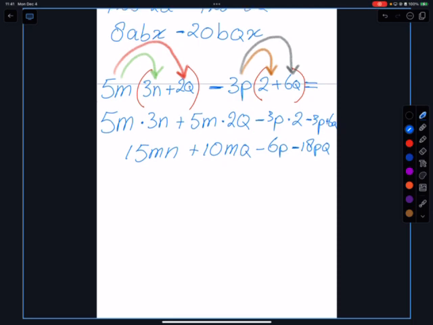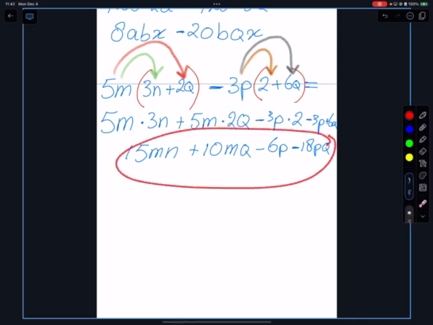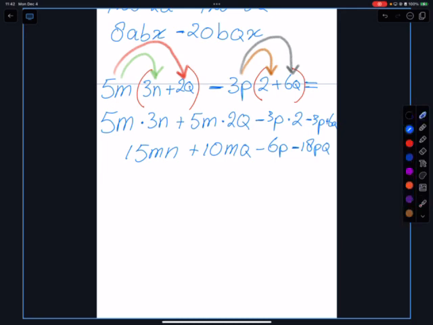So, the next step is factorization. So, what you have here, you have to actually go back to here. You have to go back. You have to look at a number and a variable that is common, means it's present in both.